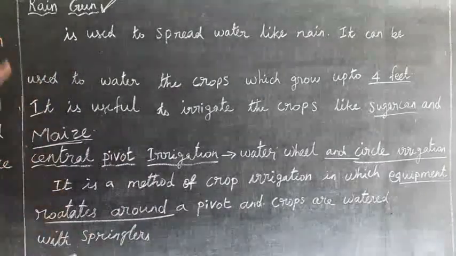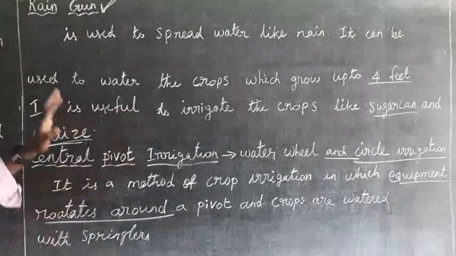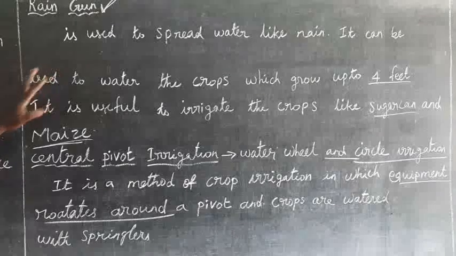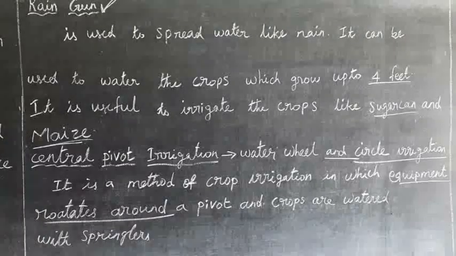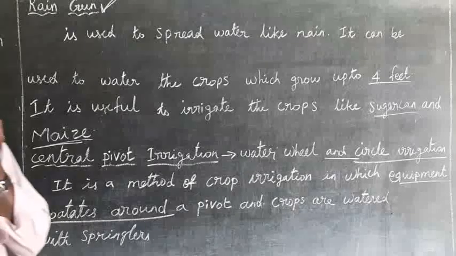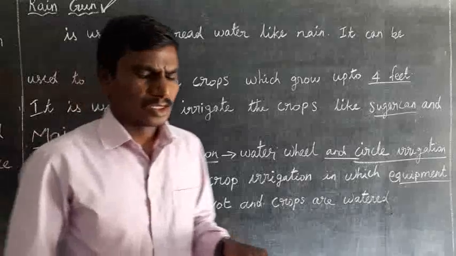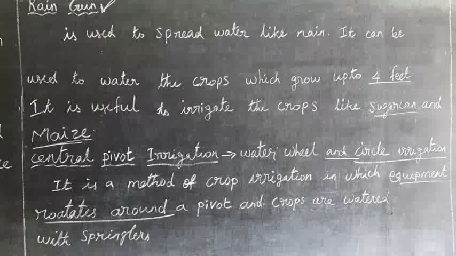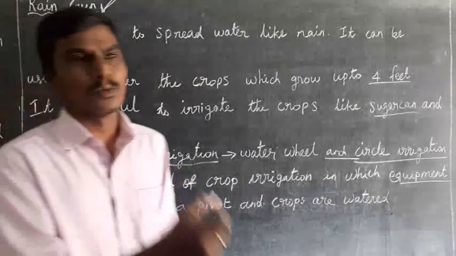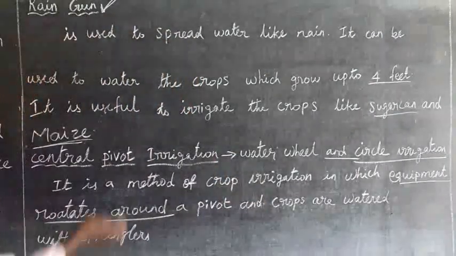There are 4 types of irrigation methods: drip irrigation, sprinkler irrigation, rain gun irrigation, and central pivot irrigation. The first one is drip irrigation, in which water is supplied as drops through nozzles, saving 70% of the water. The second one is the sprinkler method, in which water is supplied to the field from the source through pipes and small holes. And the third one is the rain gun method.